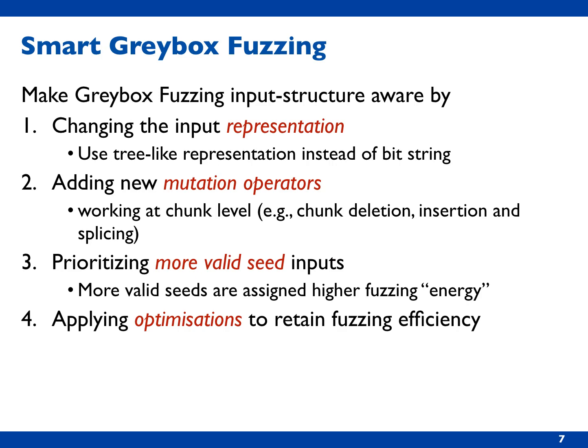To address this crucial limitation, we designed smart Greybox fuzzing that makes Greybox fuzzing input structure aware by doing four things. First, we change the input representation from bit string to a tree-based representation. Second, we design a set of new mutation operators that work at the chunk level. Third, we prioritize more valid inputs. To make this work and retain the fuzzing speed, we also apply several optimizations.